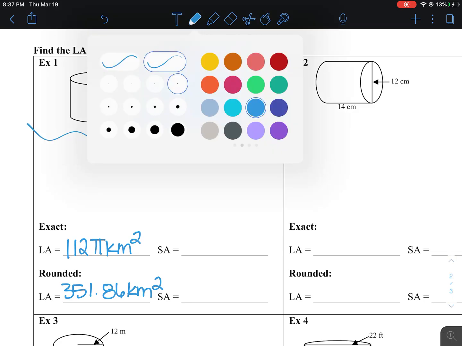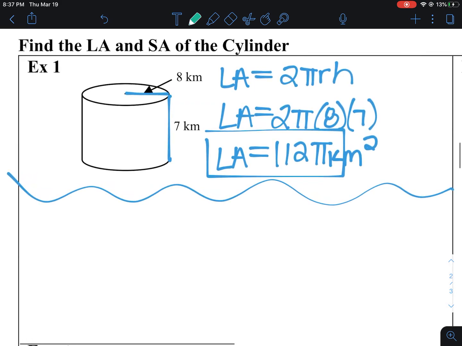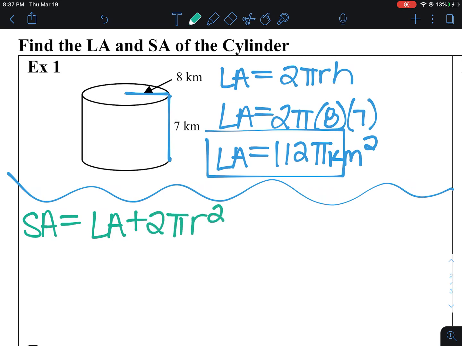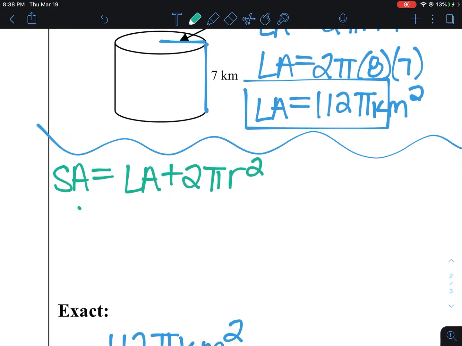Okay, so now let's find the surface area of this cylinder. So remember, surface area is just whatever the lateral area is plus 2 pi r squared. And it makes sense that it says 2 pi r squared, right? Because we want the lateral area, which is the area around the sides, plus 2 circles, the top and the bottom. The area of 2 circles, so 2 pi r squared. So that makes sense. The lateral area we just found is 112 pi. Let's just keep it exact for this.